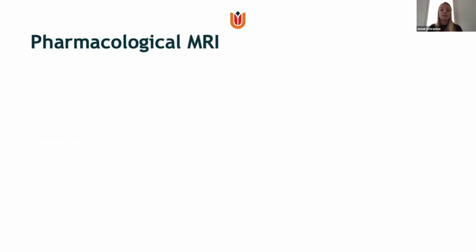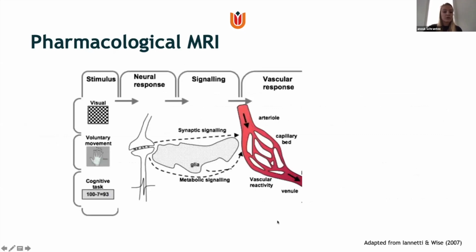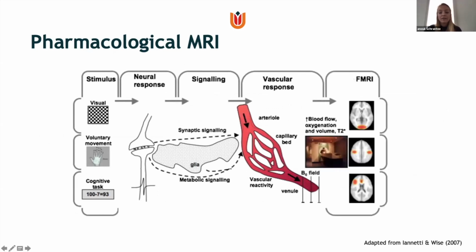So the main imaging technique that we use to attempt to measure the effects of ADHD medication on the dopamine system is pharmacological MRI. I'll briefly explain how it works. It's fairly similar to functional MRI, in which we provide a certain sensory or cognitive stimulus, which induces a neural response, and through neurovascular coupling, also a vascular response.